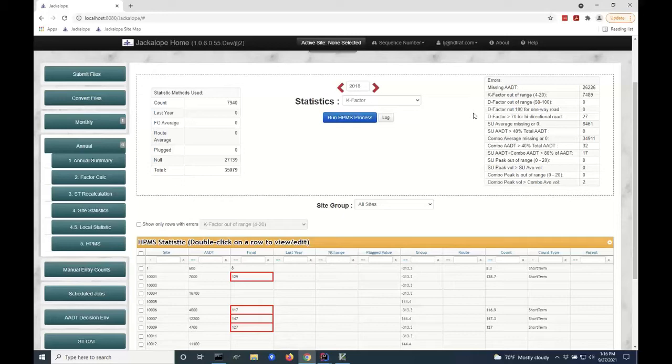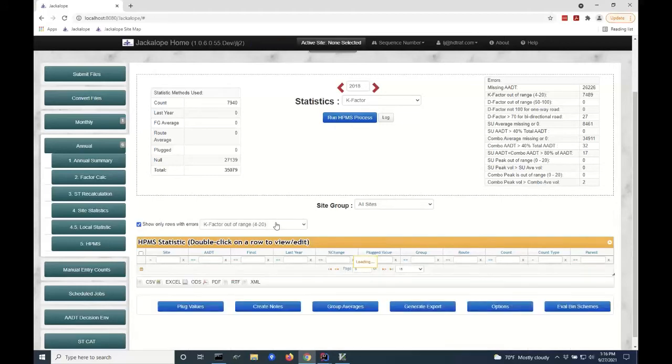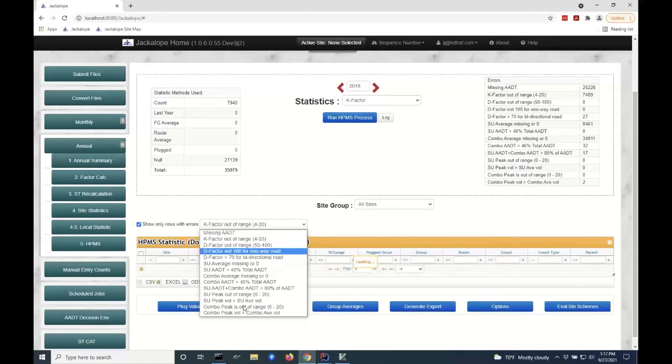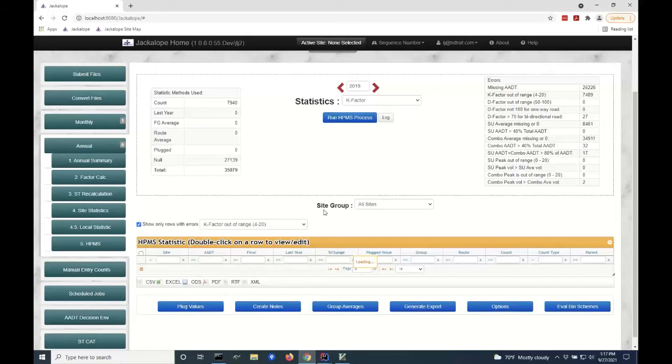So part of your HPMS process would be to run HPMS and then make sure you have dealt with QC. It might be that these are perfectly acceptable. That one that we saw with 129 is probably not perfectly acceptable, but there might be others that are. You can do that by looking at this here. You can click the show only rows with errors, and then this has a drop down of all of these, and you'll just see those errors.